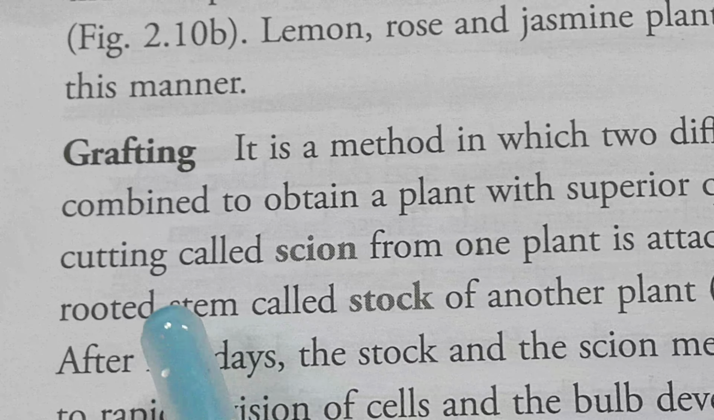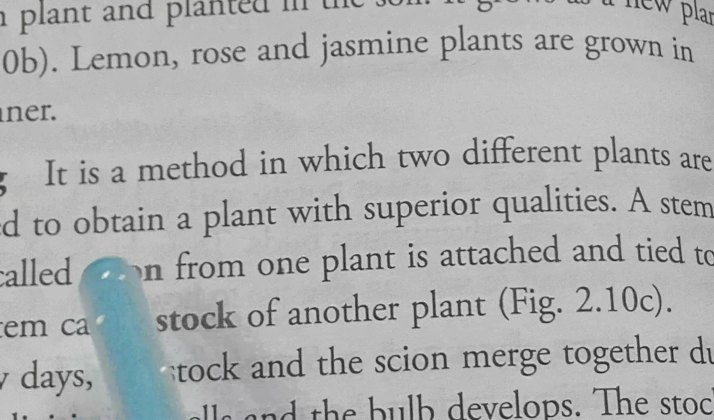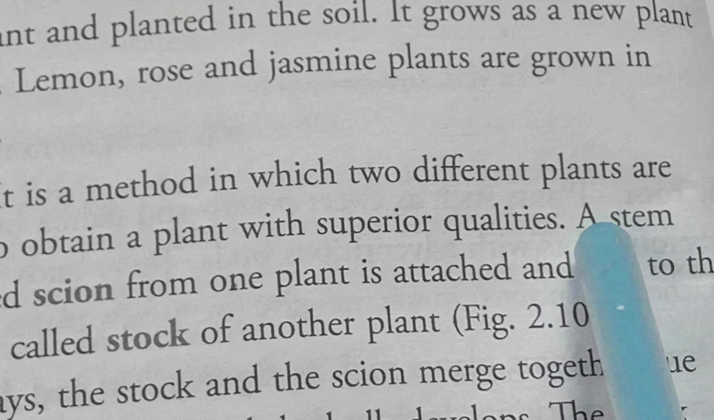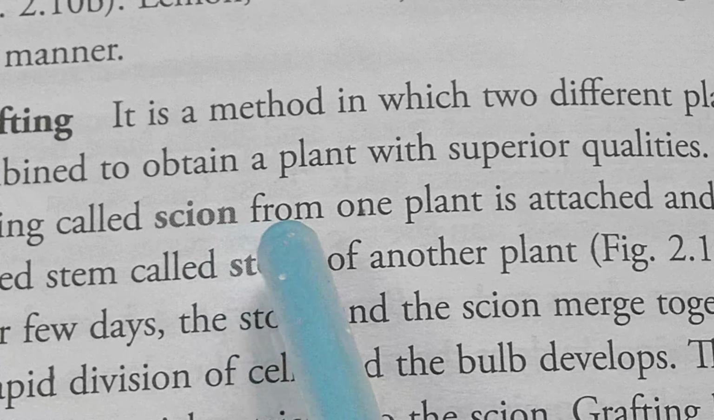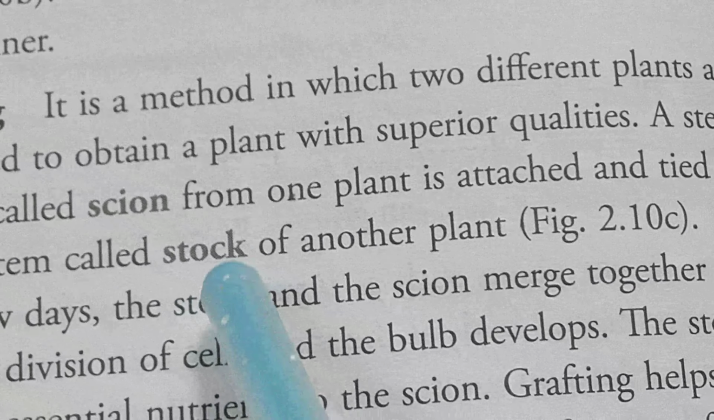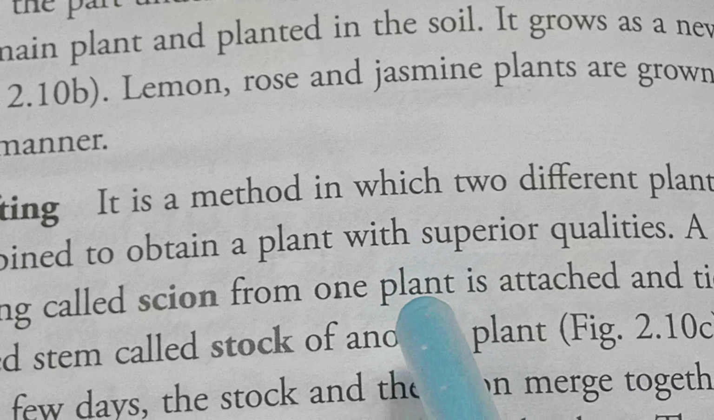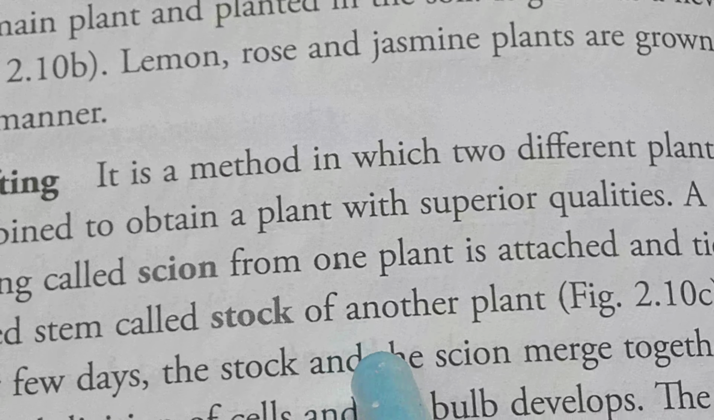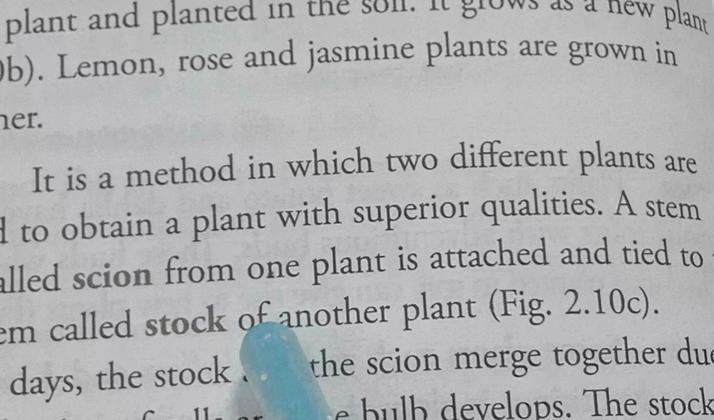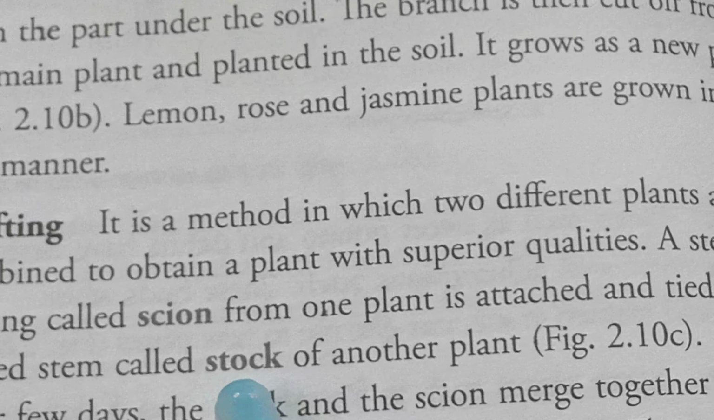A stem cutting called scion, मतलब जिसका stem हम काट रहे हैं that is known as scion, और दूसरा प्लांट जिसके ऊपर हम उसको बिठाएंगे उसको क्या बोलेंगे? Stalk. So a stem cutting called scion from one plant is attached and tied to the rooted stem called stalk of another plant. मतलब एक पेड़ से हम एक्चुअली जो स्टेम को काट रहे हैं उसको बोलेंगे स्कियन, और दूसरा जिसके पास ऑलरेडी रूट है ऐसा पेड़ के ऊपर जब उसको हम अटैच करेंगे और टाई अप करेंगे उसको हम क्या बोलेंगे? स्टॉक.